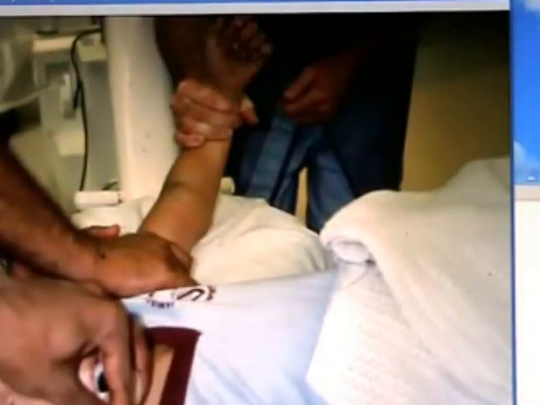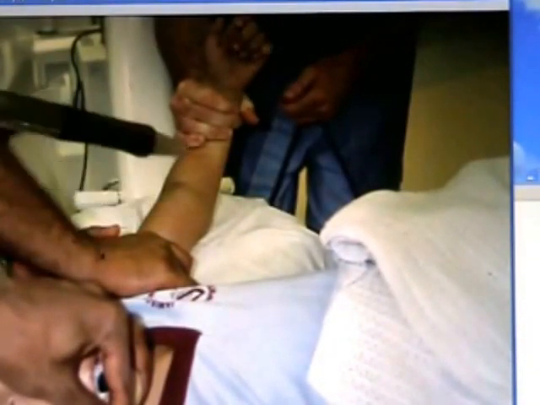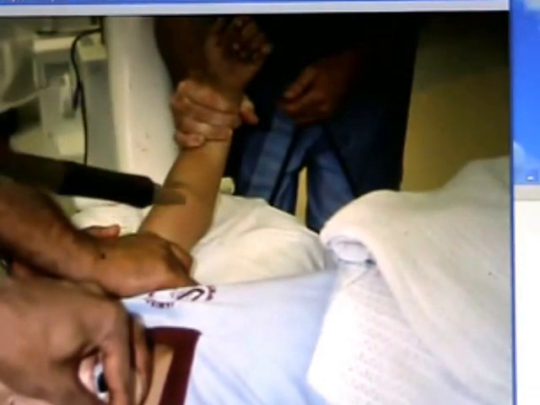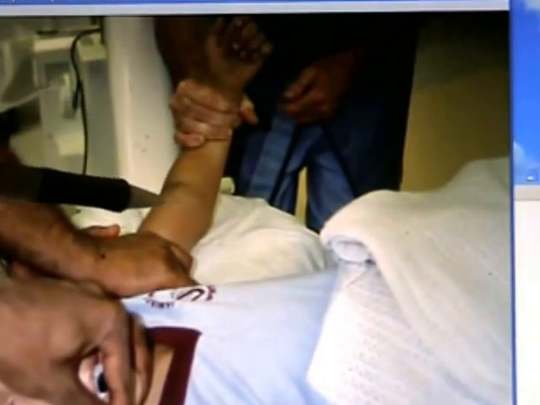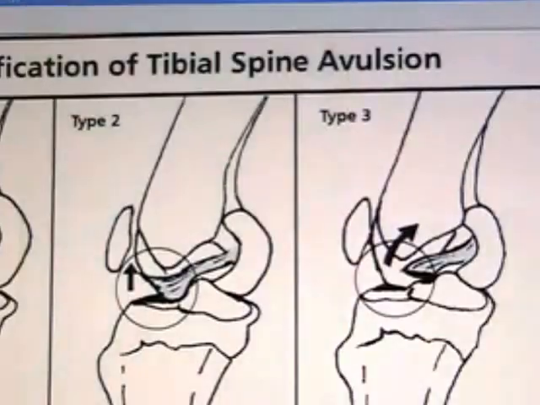Stress fracture, lower femur in a child. Supracondylar fracture, closed reduction here. This is the way you do it. Counter traction, a direct traction, moulding the fracture, and may hold with K-wires. Avulsion tibial spine needs reduction. Here are the different types.